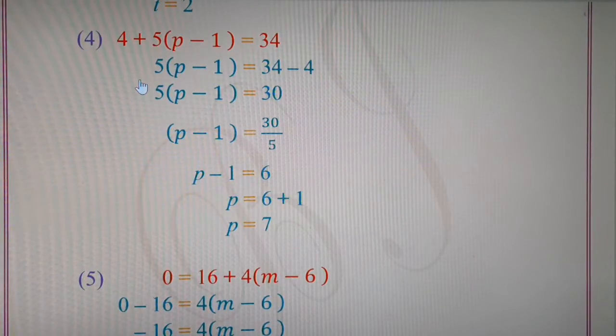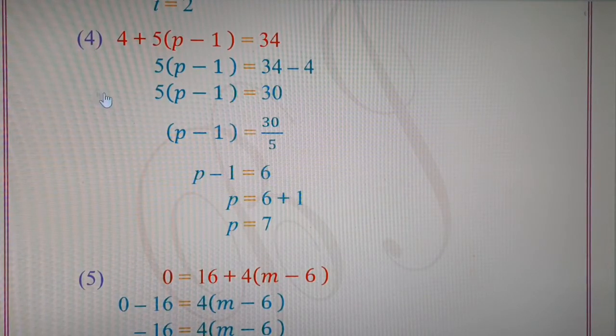Let's go to the fourth sum. Main question 3, sub question 4. 4 + 5(p - 1) = 34. So here first we will keep 5 and the bracket p minus 1 alone as it is, and addition 4 or 4 is added with this 5(p - 1).